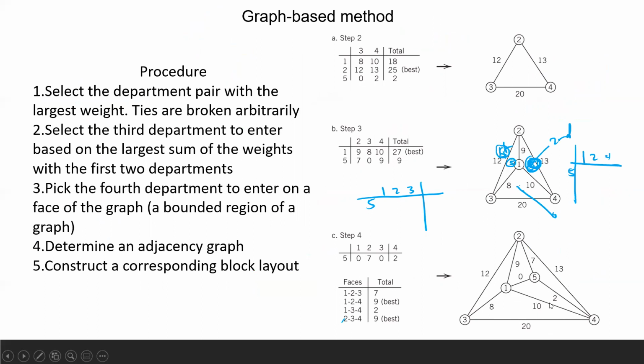Question? Wala po. Ngayon, magkikreate na tayo ng block diagram corresponding to that.